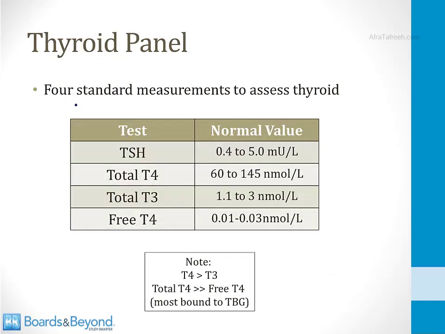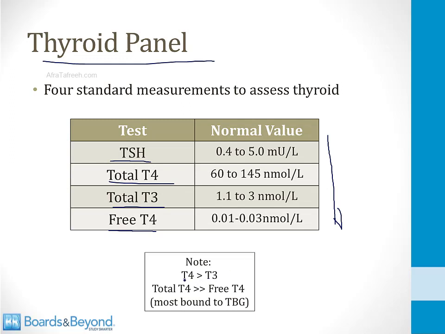There are 4 standard measurements that are used to assess thyroid function. It's called the thyroid panel. You will send these blood tests on many of your patients on your clinical rotations. First of all, the TSH is measured, followed by the total T4, the total T3, and the free T4 level in the plasma. On the right side of this chart, I've shown the normal values for each of these blood tests.